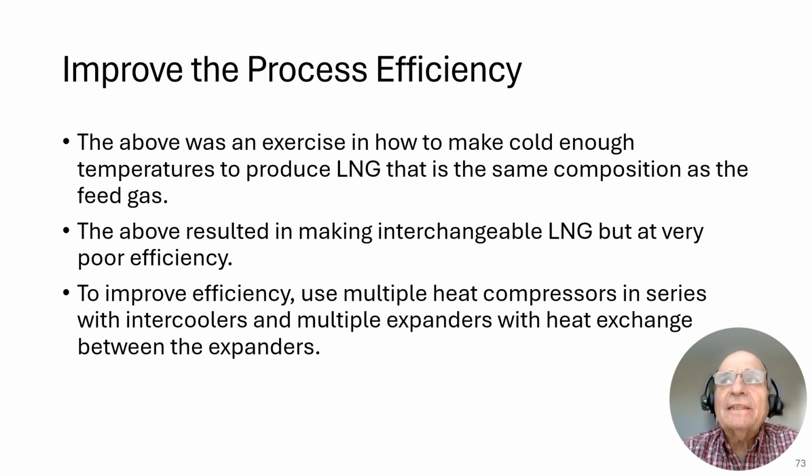So far, we've looked at just producing a chiller and making it cold enough to make LNG. But it was definitely not an efficient process that we were using. So let's look at how to improve the efficiency of this process. The above exercise just got us to the point where we said, hey, there's proof of concept that this process does work. But to improve efficiency, we have to do many other things like multi-stage expansion and multi-stage compression.